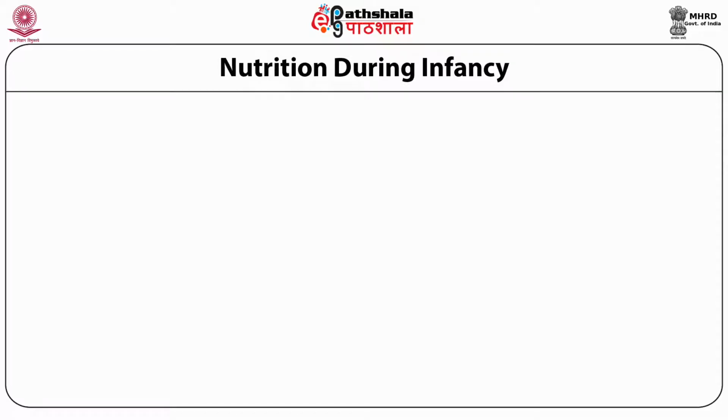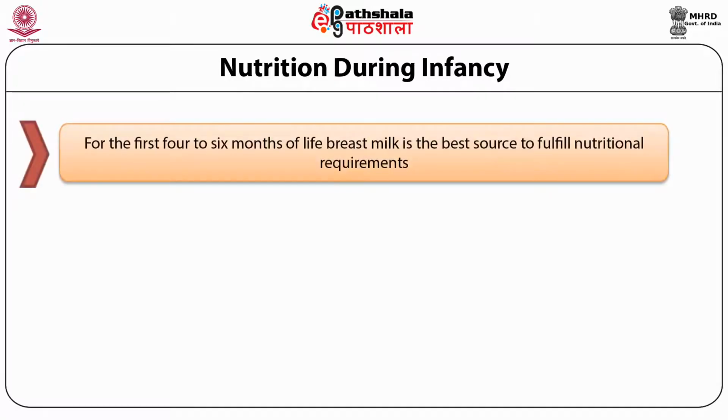Nutrition during infancy. As we all know, different nutrient requirements take place during the different stages of growth and development, and infancy is a period of rapid growth. So nutrition plays a very important role during the infancy stage of an individual. For the first 6 months of life, breast milk is the best source to fulfill all the nutrient requirements of a child. After 6 months, supplementary foods can be given to an infant.